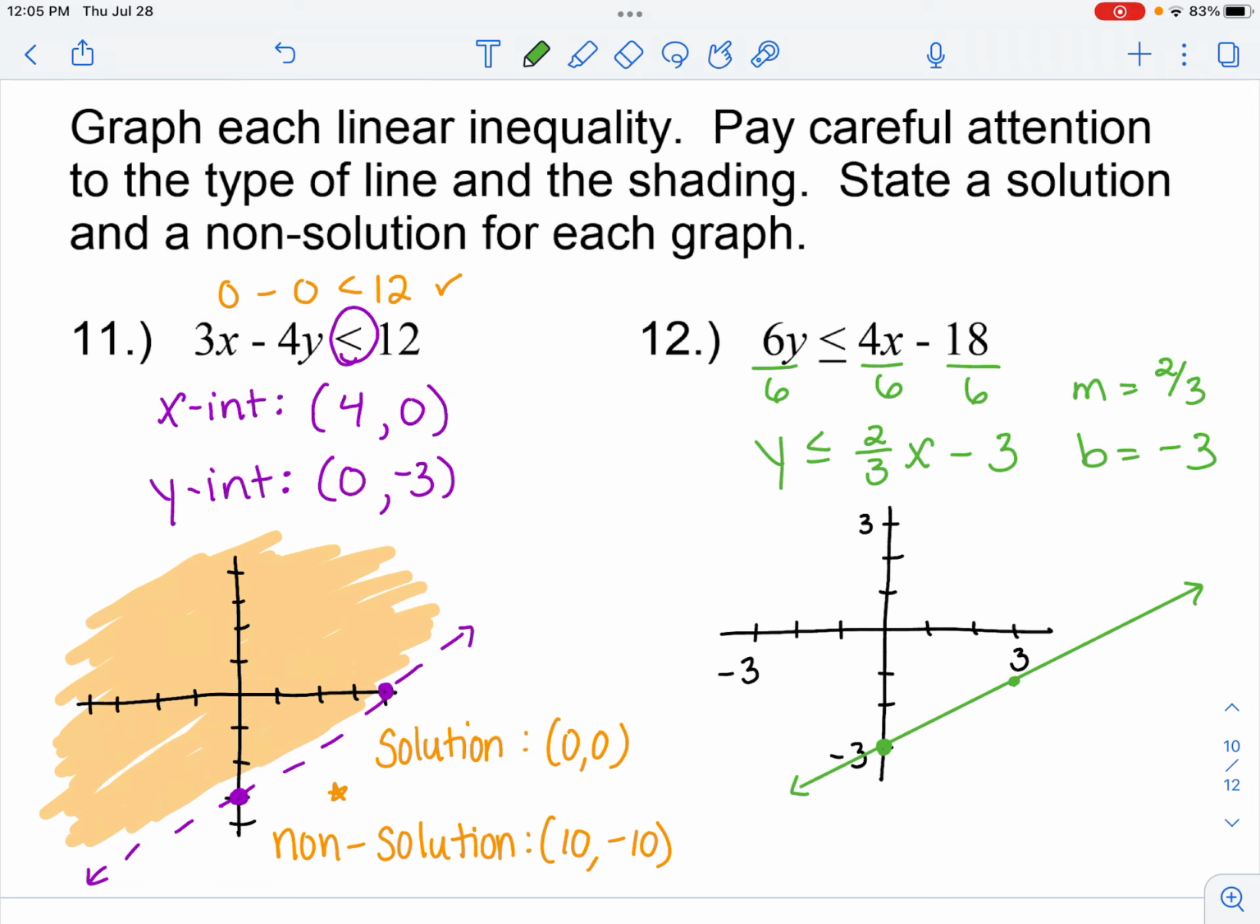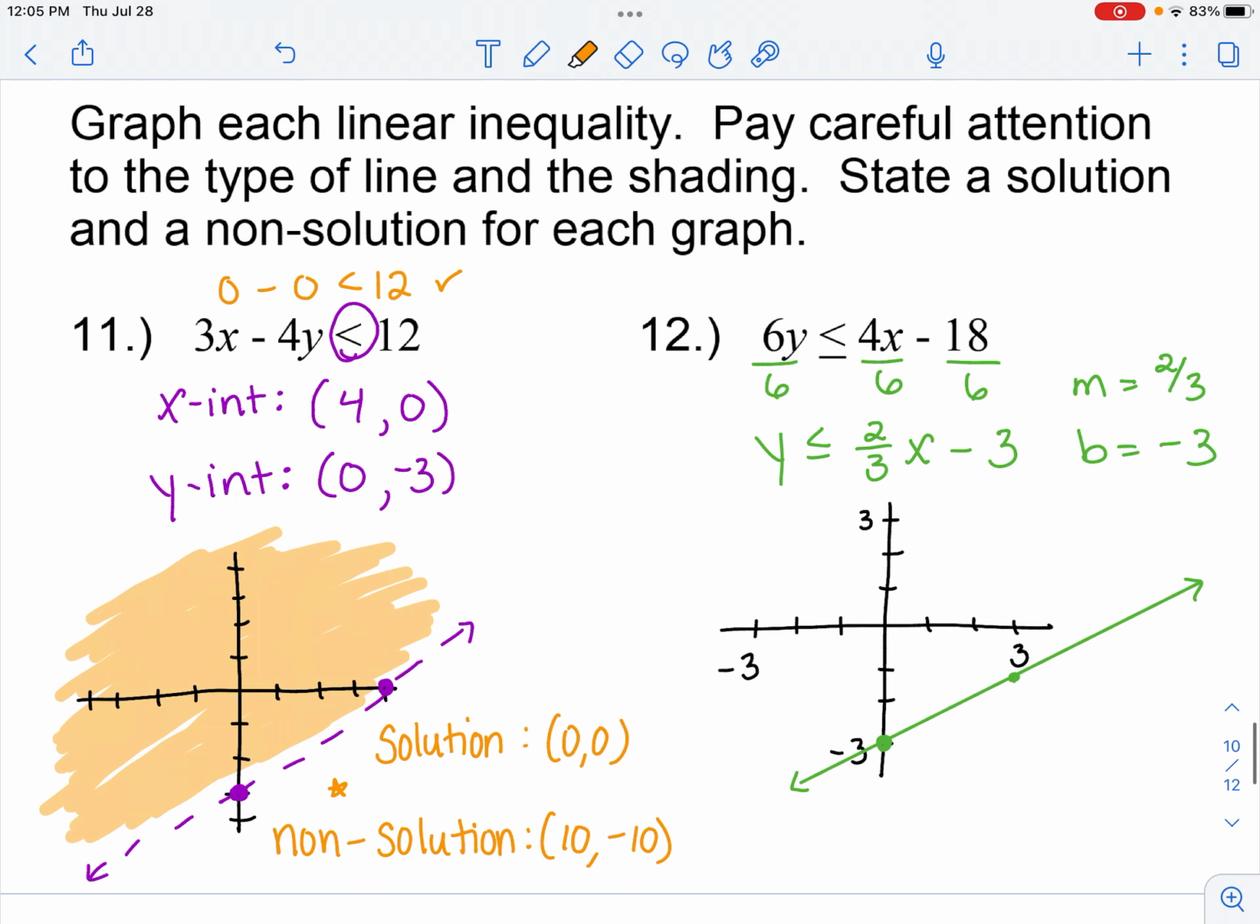Now I need to think about shading. Now let's take a look right here. This says that y is less than or equal to. So I need to get to y values that are less than or equal to the points on my graph. So pick any one point you want, and you want to go straight down from it. And that's where your shading goes. Pick a point, go straight down. That's where the shading is going to be, okay? So I'm going to shade below the line like so.